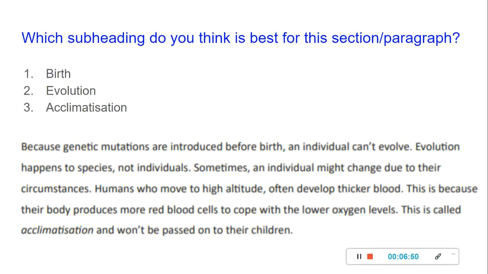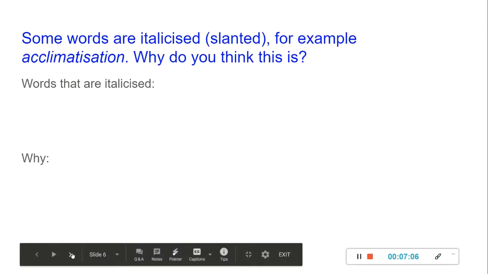Here, we've got because something, something, then something, something. Because genetic mutations are introduced before birth, an individual can't evolve. And that is a cause and effect. Because of this, then this. And that happens a lot in explanation texts.